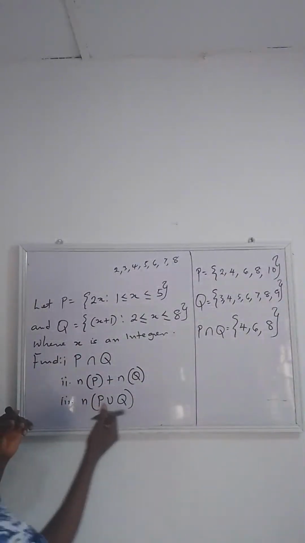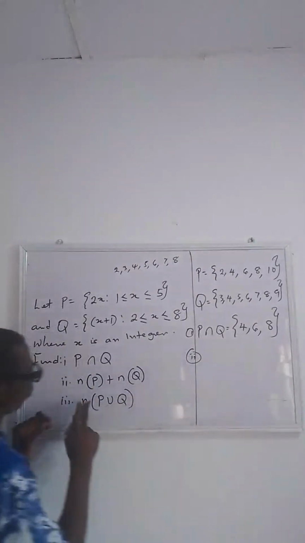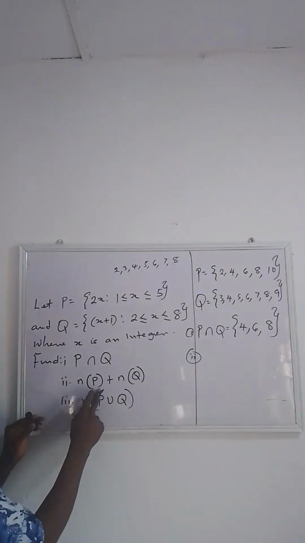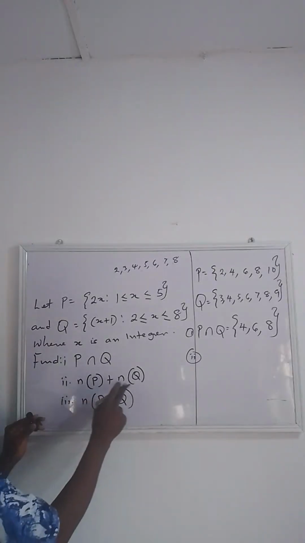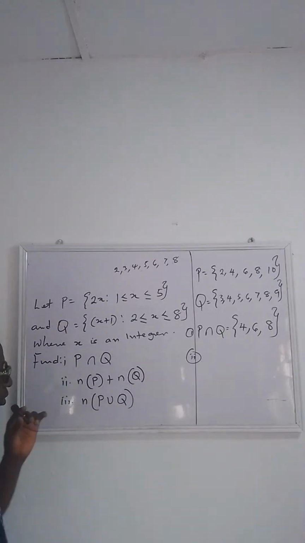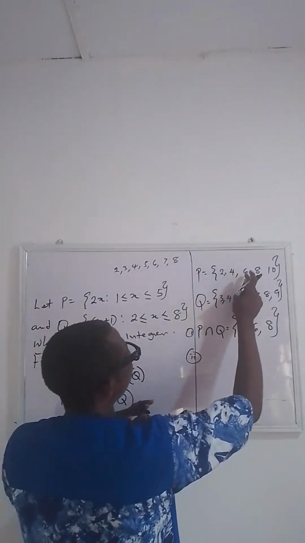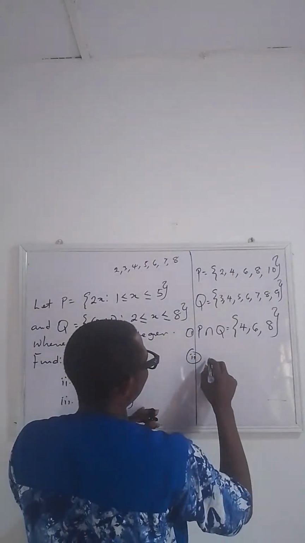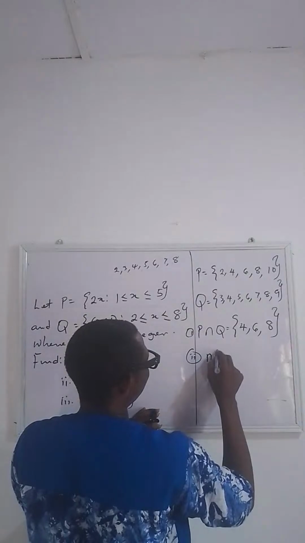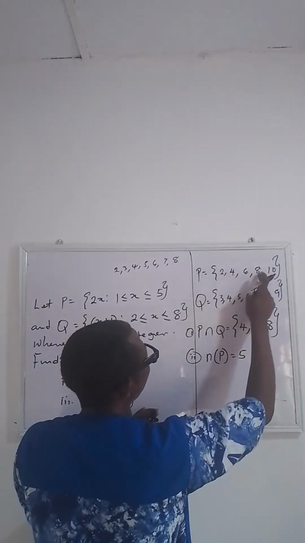Now, in the second question here, you are to find the number of members of set P and that of set Q put together. Now let's quickly do that. So members of set P, we have 1, 2, 3, 4, 5. So that means the number of elements in P is 5. You have counted 1, 2, 3, 4, 5.